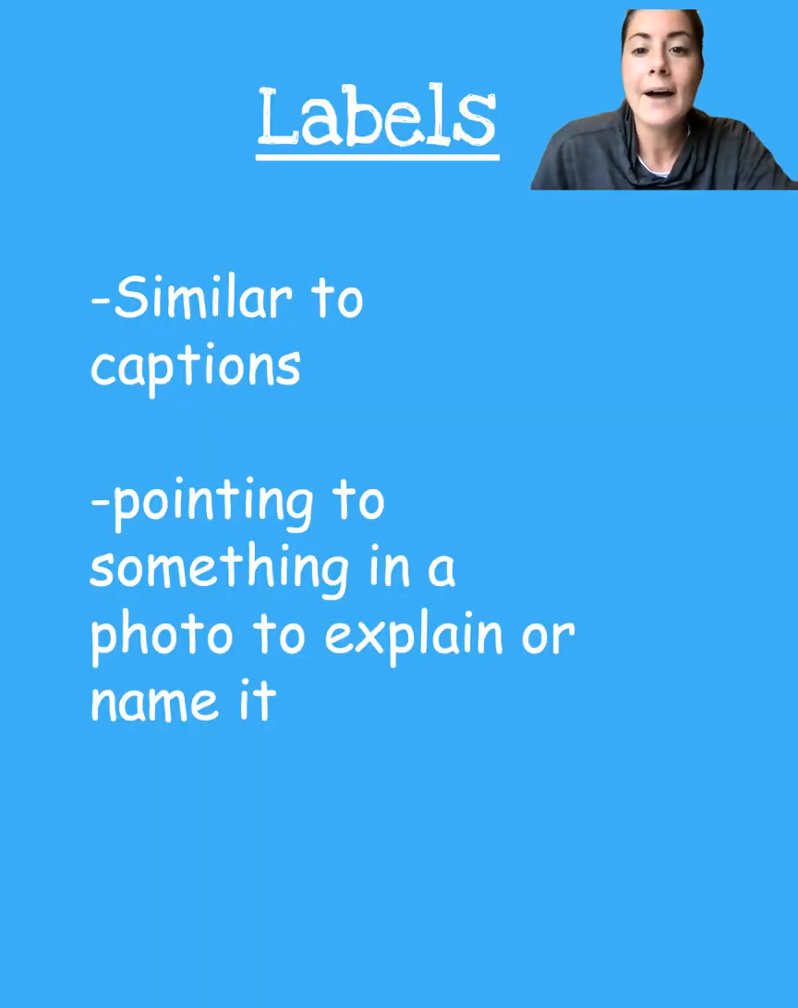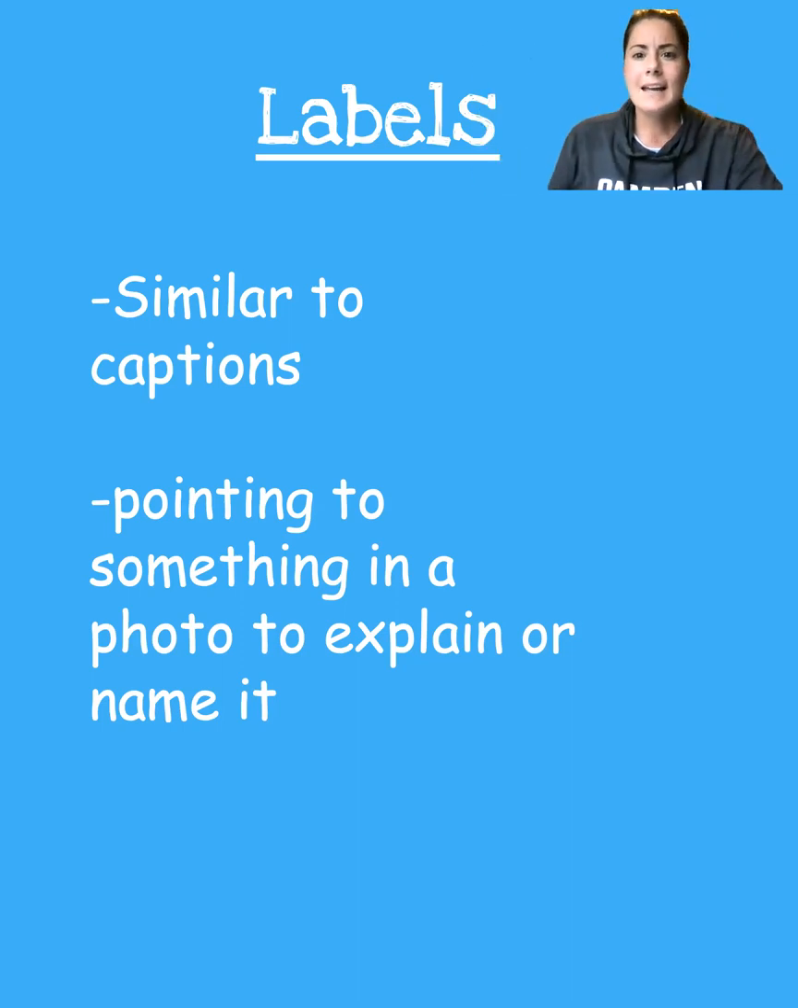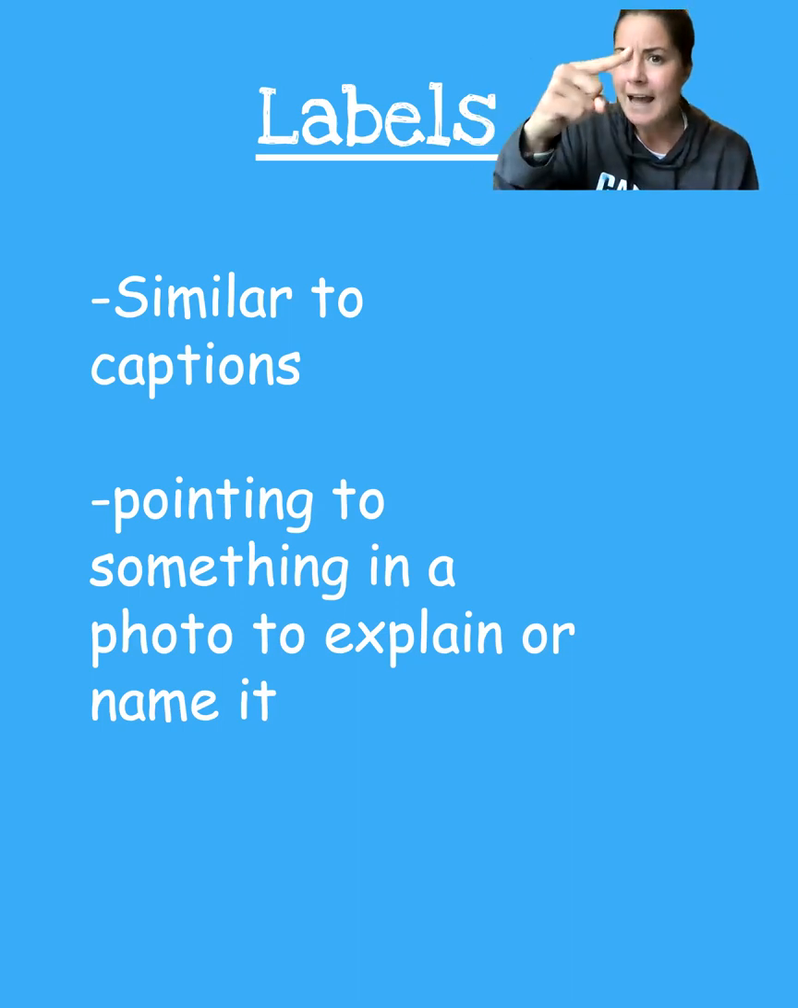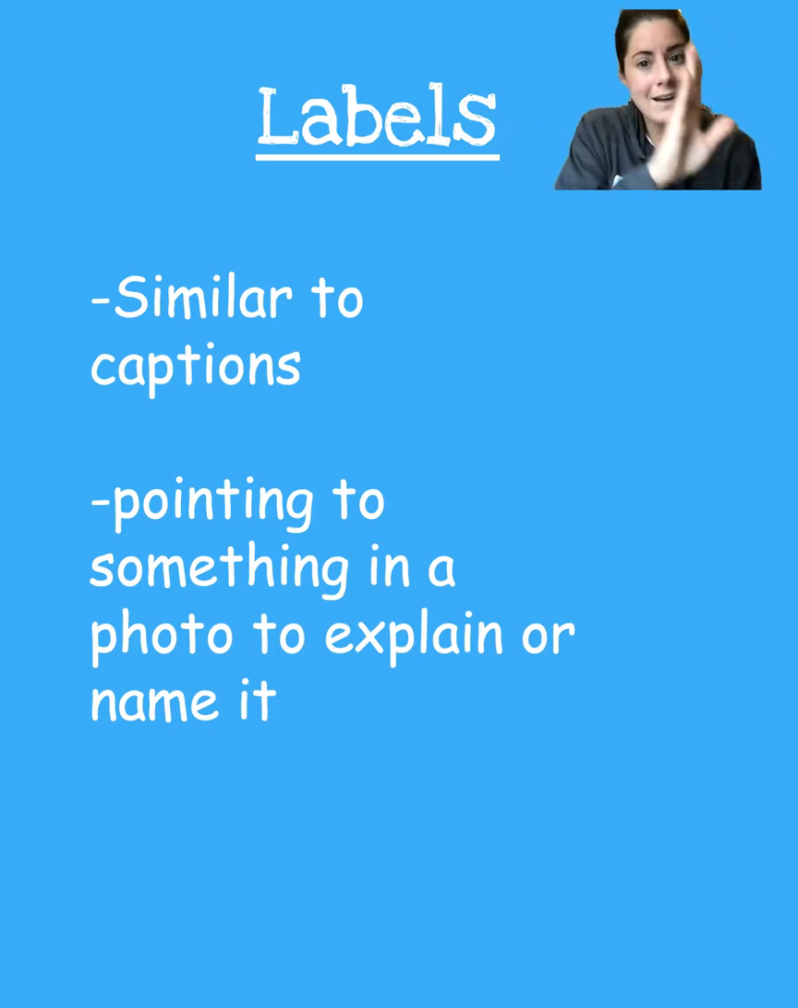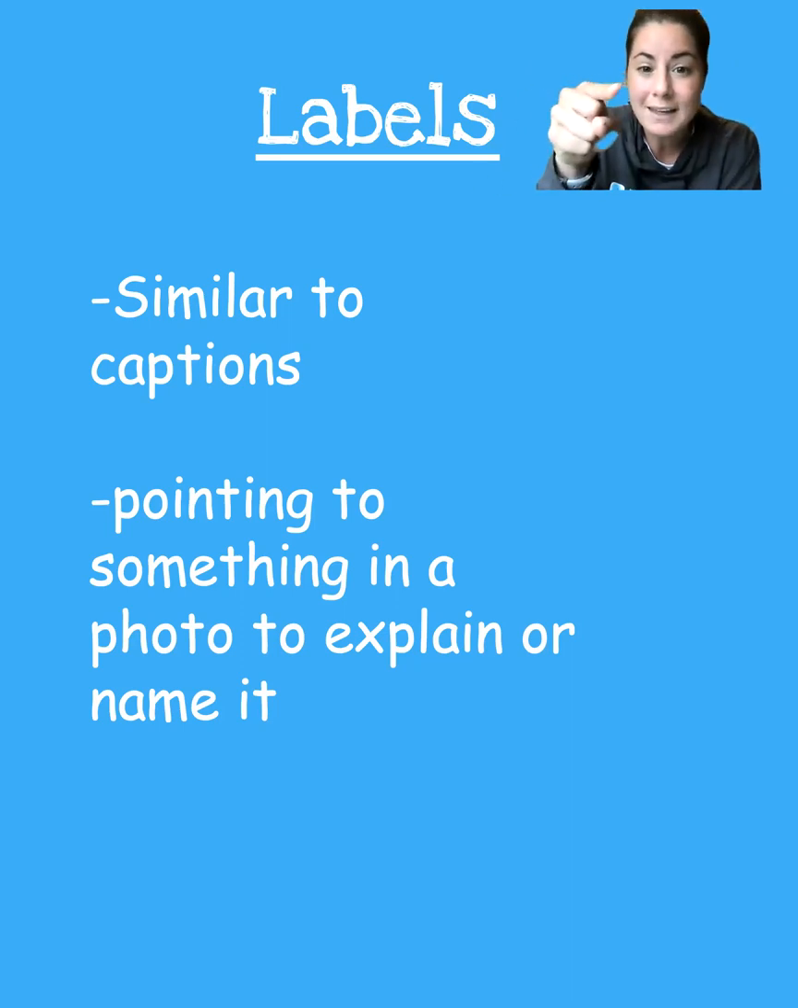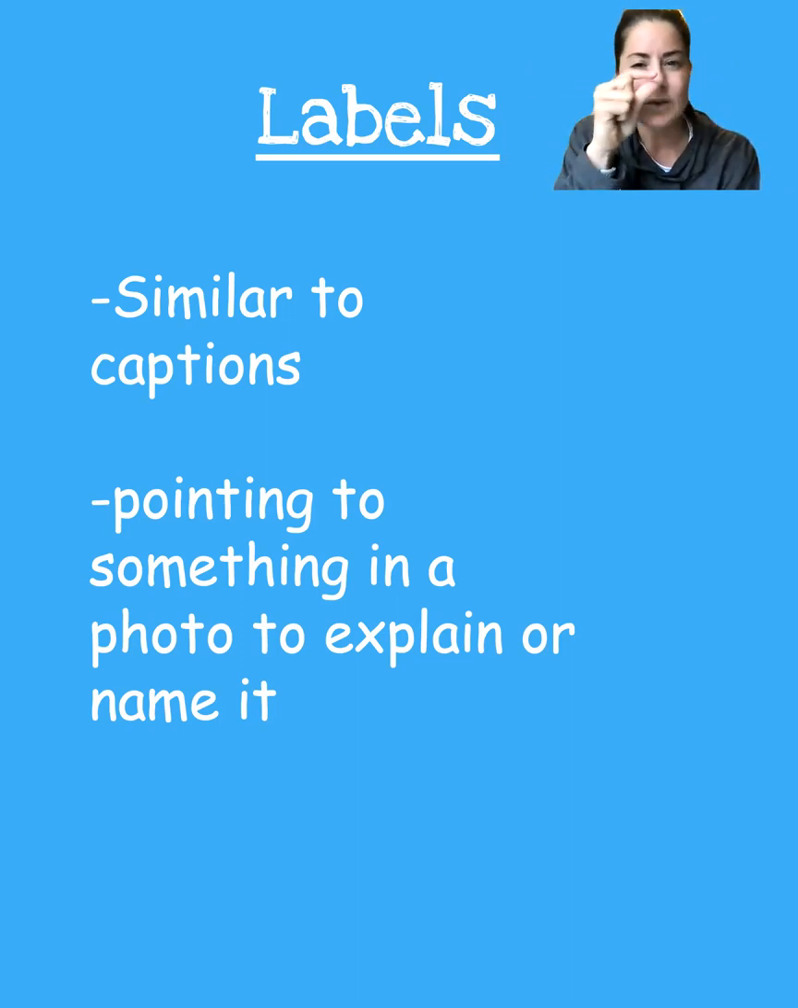Now, labels. I know you know what labels are. We've done labels with science and social studies and labeling our pictures and writing. Sometimes you can use an arrow or you might just put a tiny word right next to that part of that picture. And you're explaining it. So it's similar to captions where it's explaining what's in that picture, but it's pointing to something in a photo to name it. A label is usually a one or two word little label.